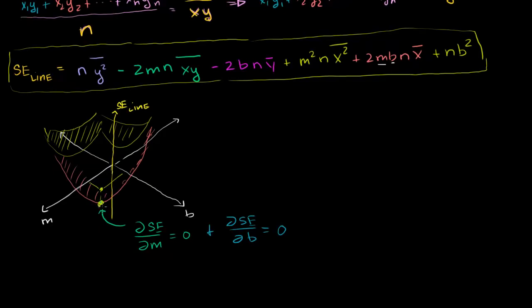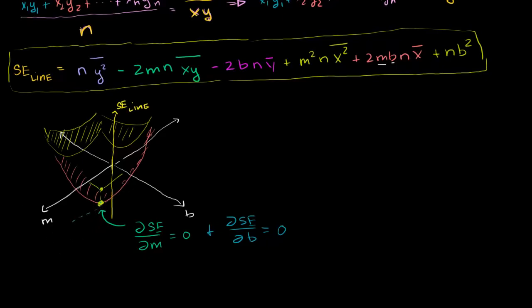And our goal is to find the m and the b, which would define an actual line, that minimize the squared error. And the way that we do that is we find a point where the partial derivative of the squared error with respect to m is 0, and the partial derivative with respect to b is also equal to 0. So it's flat with respect to m. So that means that the slope in this direction is going to be flat.